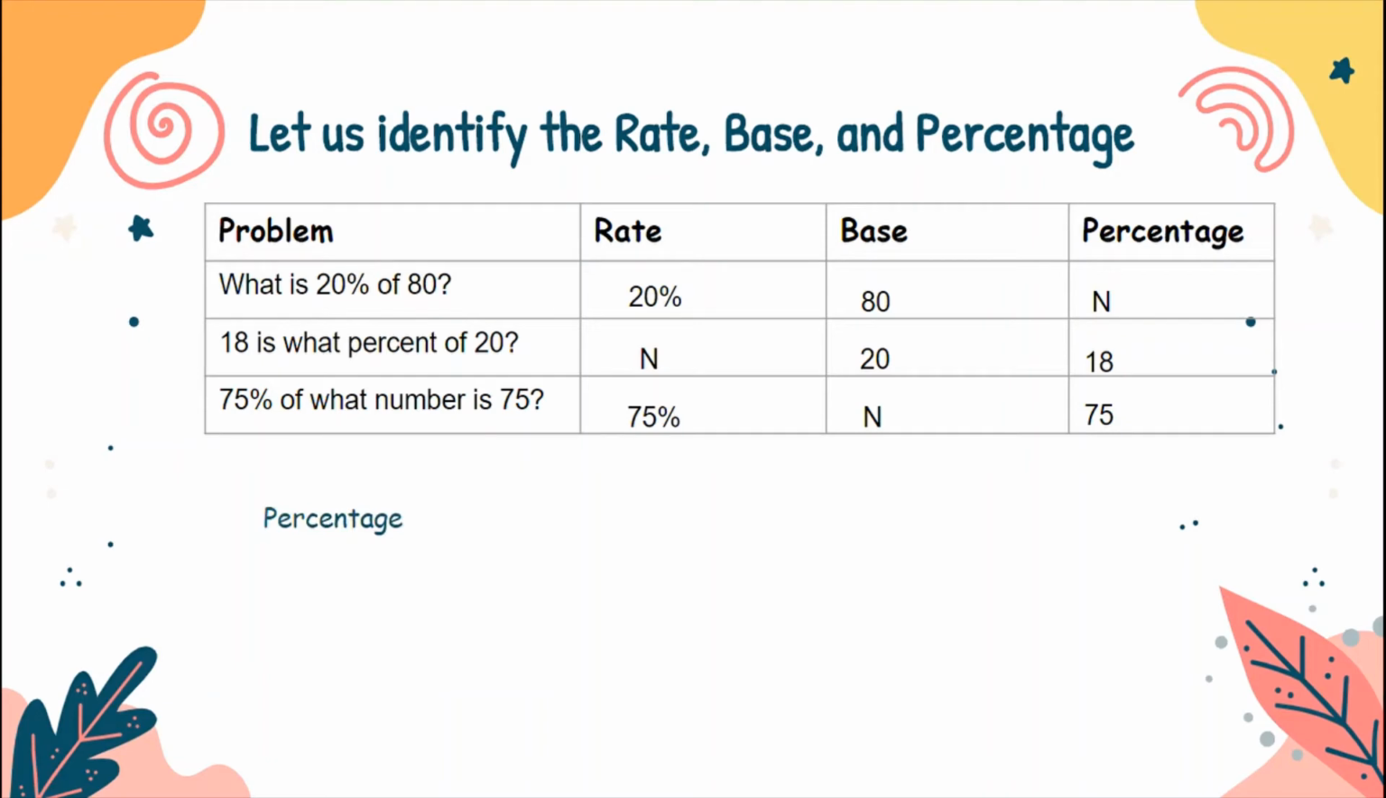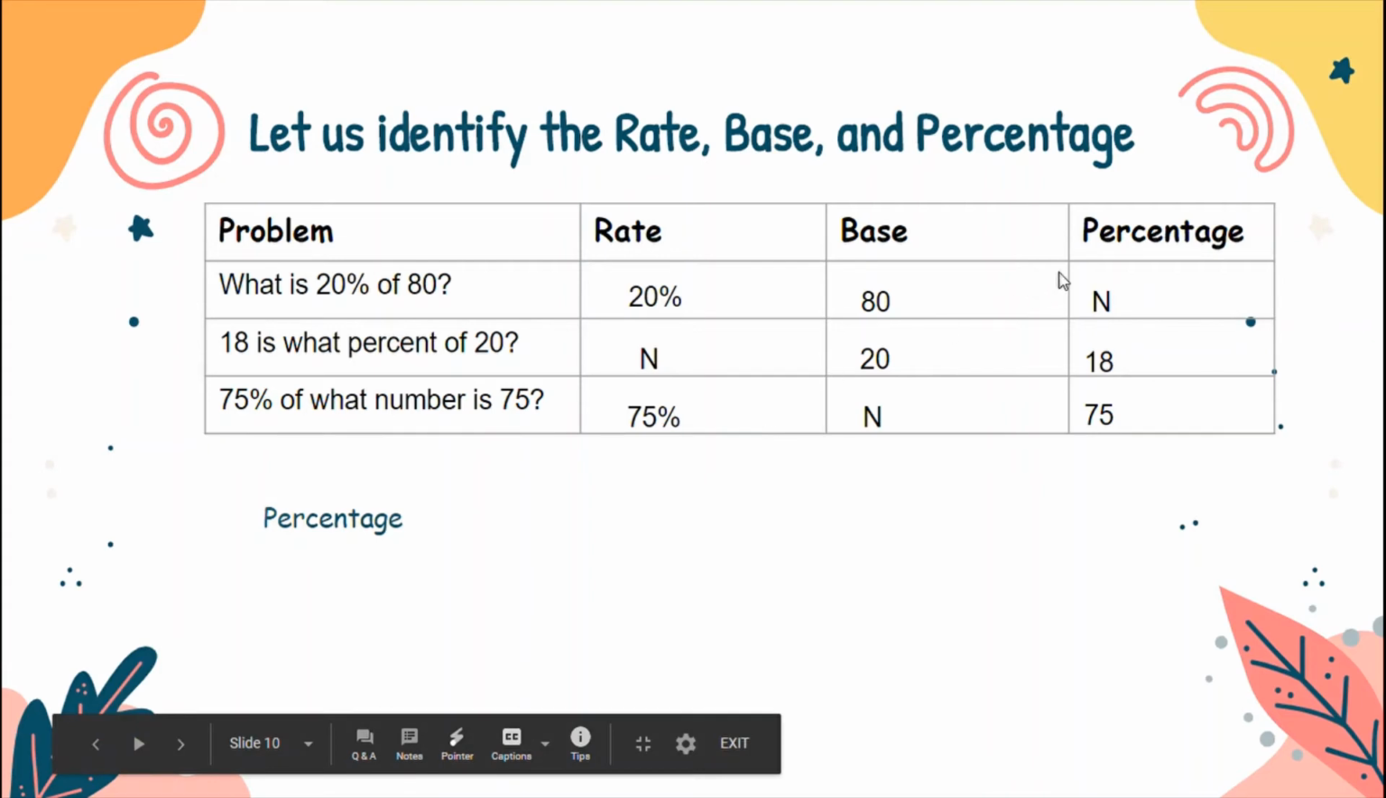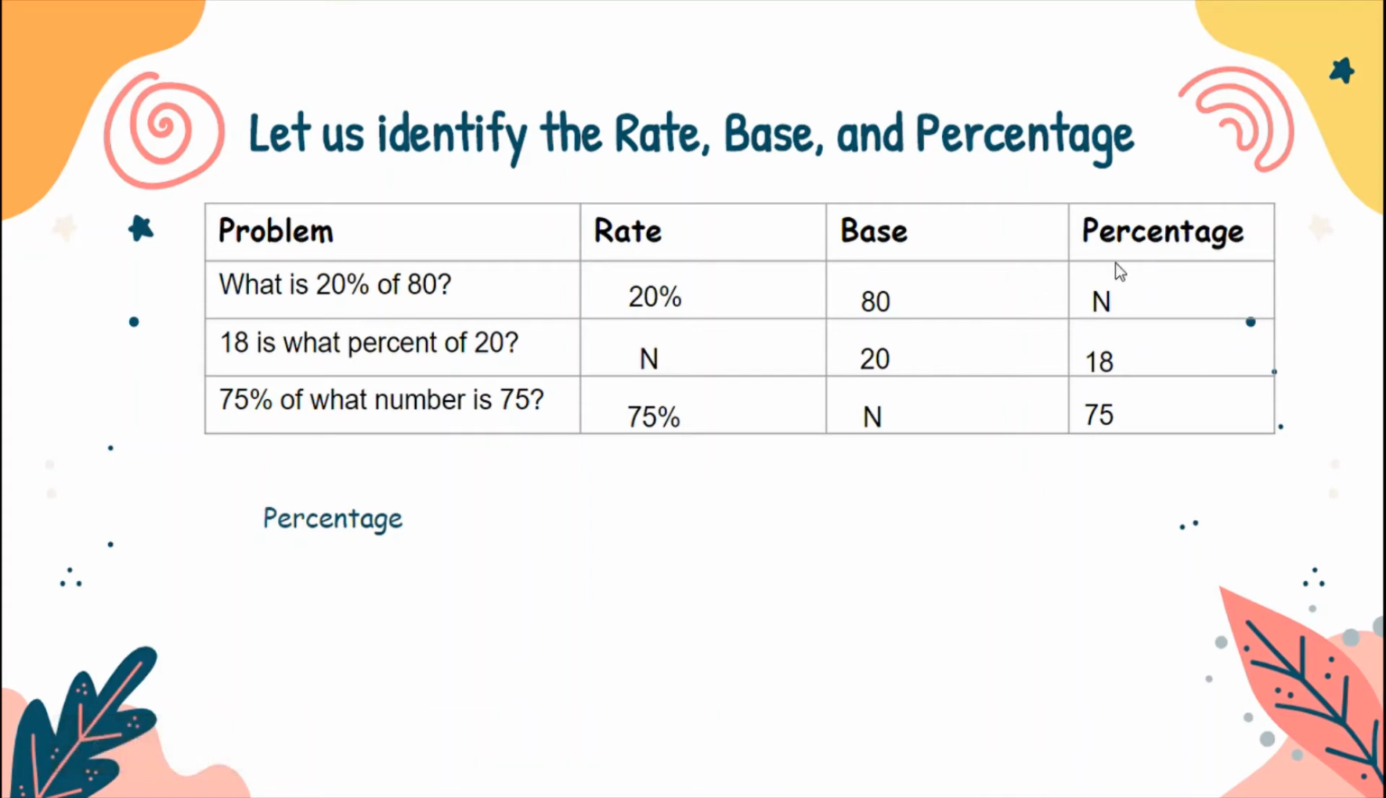So we have here, for number 1 question, what is 20% of 80? For this one, we are looking for the percentage. And since we're looking for the percentage, the formula is P equals R times B, or rate times base. So let us substitute the given.